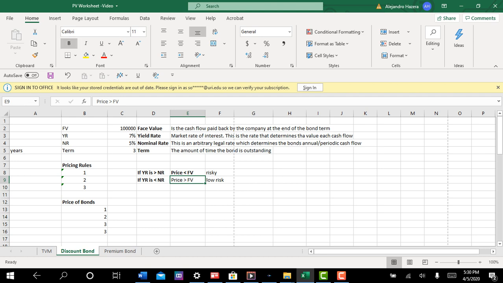Okay, and think about what that means. It's like a premium. It's like a reward in a sense. If you have a low risk, that means the market is going to demand a lower yield, a lower interest rate. And the way that's made up is in the market, they're going to give you an extra bonus. The price of the bond will be greater than the face value of the bond. Okay, we call the first one a discount bond. And this is a premium bond.